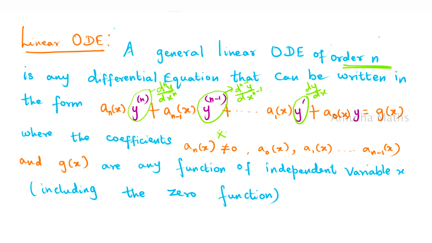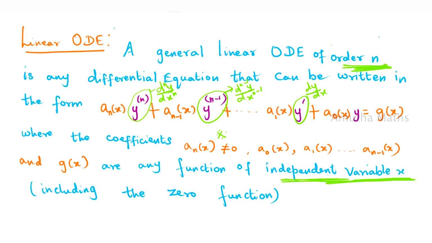This is very important. Why is this not equal to 0? Suppose an of x is equal to 0, then this first term will vanish. Since the first term vanishes, and it is given that this is of order n, the equation will then be of order n minus 1. So an of x is not equal to 0, and a naught of x, a1 of x, etc., an minus 1 of x and g of x are any functions of the independent variable x.